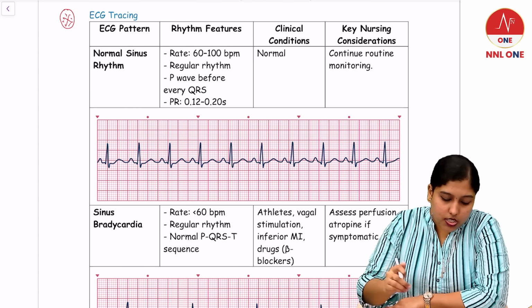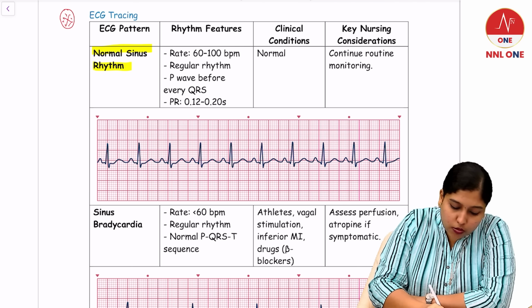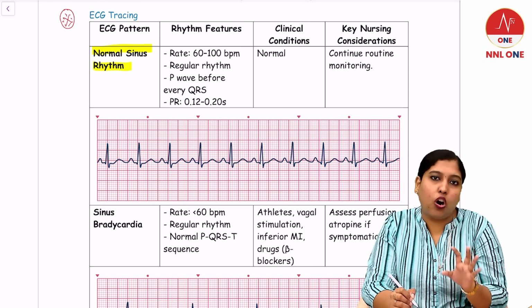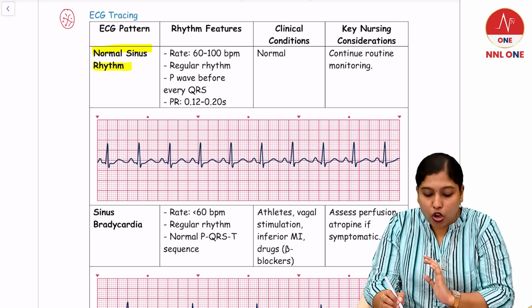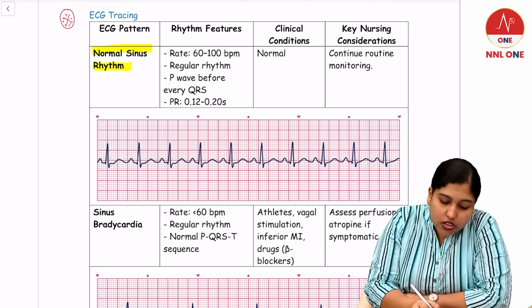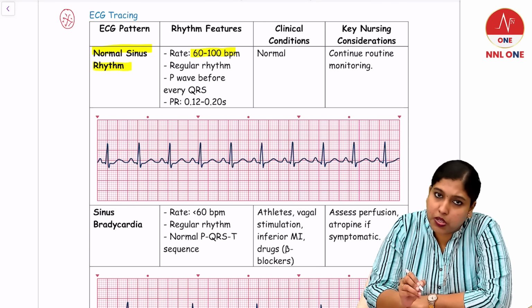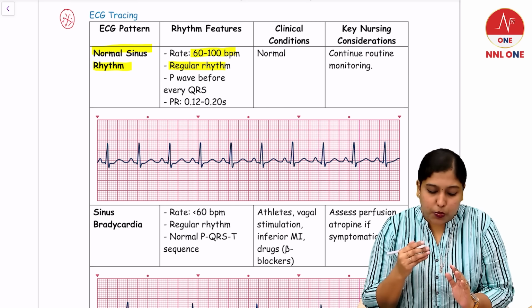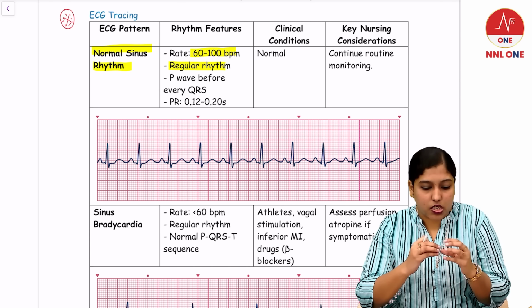First, you're going to see the normal sinus rhythm. What is meant by a normal sinus rhythm? As the name implies, it is the normal rhythm which is happening inside the heart. A normal patient will have this normal sinus rhythm. The rate will be around 60 to 100 beats per minute, and a regular rhythm will be there. What does a regular rhythm mean? Regular rhythm means a normal rhythm. Each wave is consecutively happening.